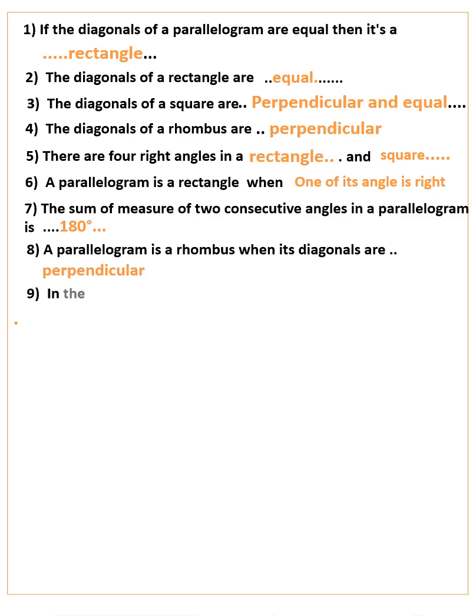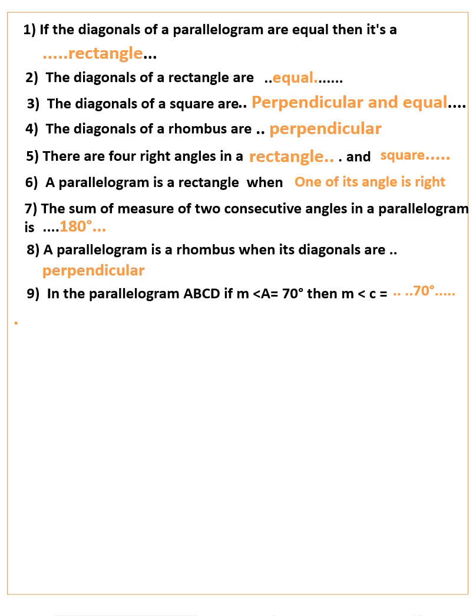Number 9. In the parallelogram ABCD, measure angle A equals 70. Imagine or draw on a draft a small parallelogram and write the letters in the same order, A, B, C, D. What's the relation between angle A and angle C? They are opposite. It means angle C equals 70 degrees because angle A is opposite to angle C.